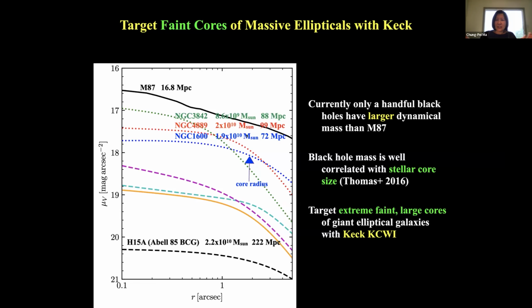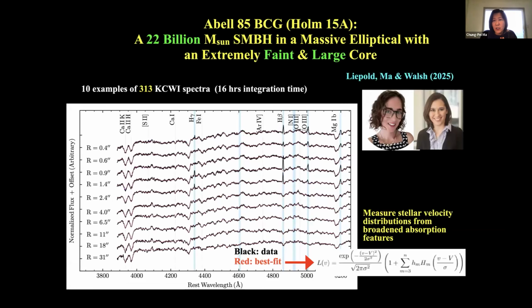So instead of using the velocity dispersion of the host galaxy and the famous M-sigma relation to pick targets, we are now using large cores in the photometry to identify possible host galaxies for follow-up spectroscopic work to detect the black hole masses. You can see how painful H15 is, 4 magnitudes fainter than M87. So we need a very large telescope and long exposure time to get high signal-to-noise spectra. Let me highlight the data we're able to get and the modeling we did to obtain this measurement.